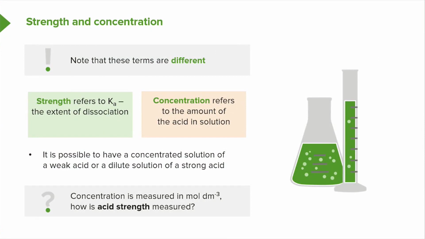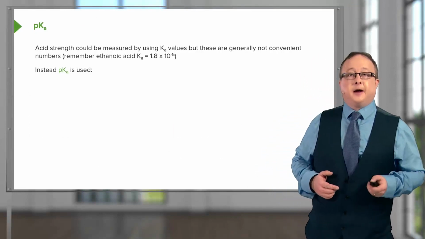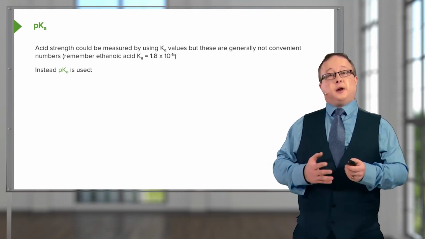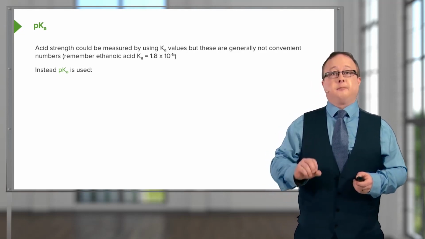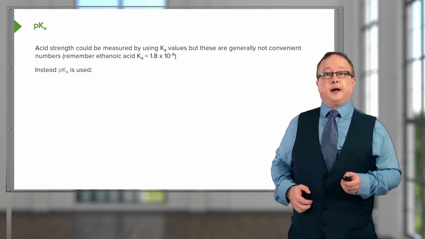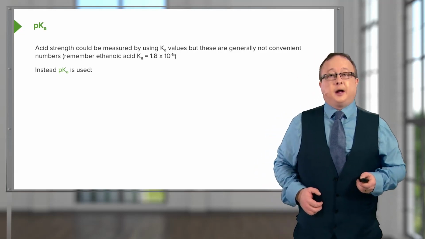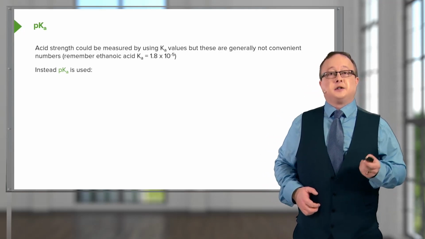Concentration is measured in moles per litre or moles per decimetre cubed. And what you often find is it's referred to as mol dm to the minus 3, and sometimes just as capital M, molar. Acid strength can be measured using Ka, as we've already indicated. The larger the Ka, the greater the degree of dissociation of the acid into the conjugate base, and of course the important H+.